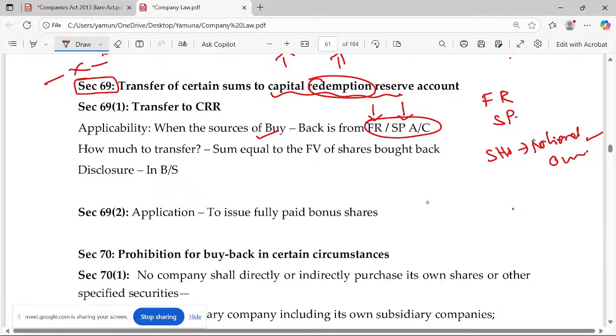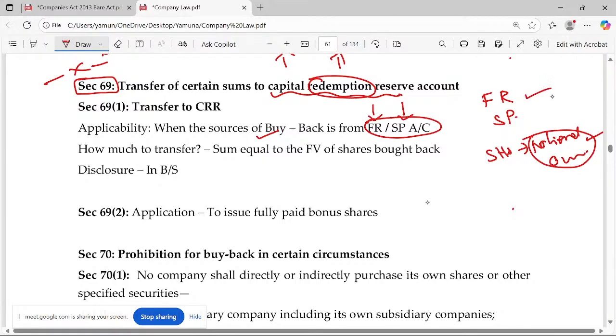Okay. So you'll be called a notional owner. When we list all the things, have you ever thought why we are listing free reserves on the liability side? Is the surplus accumulated by the company? To whom is the company proposing to give it? To the shareholder. That's why it's put in liability. It's not under assets.